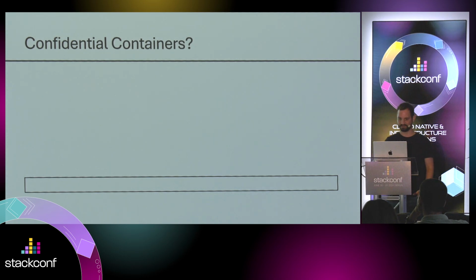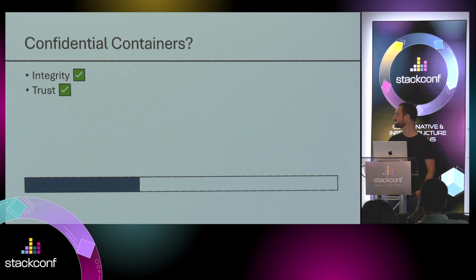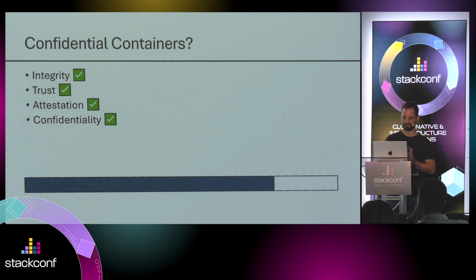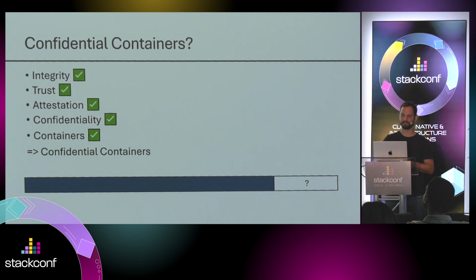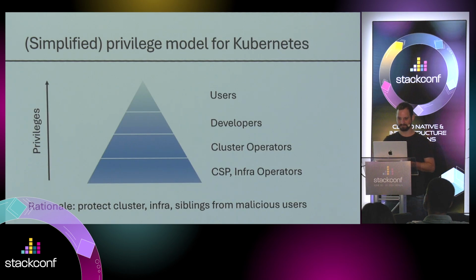Okay, so then we have covered integrity, we have covered trust, attestation as concepts. We have then established that confidentiality is more or less a combination of hardware technology and those concepts. And containers we already know, so confidential containers should be fairly trivial. And this is not the case because there are just two different paradigms.